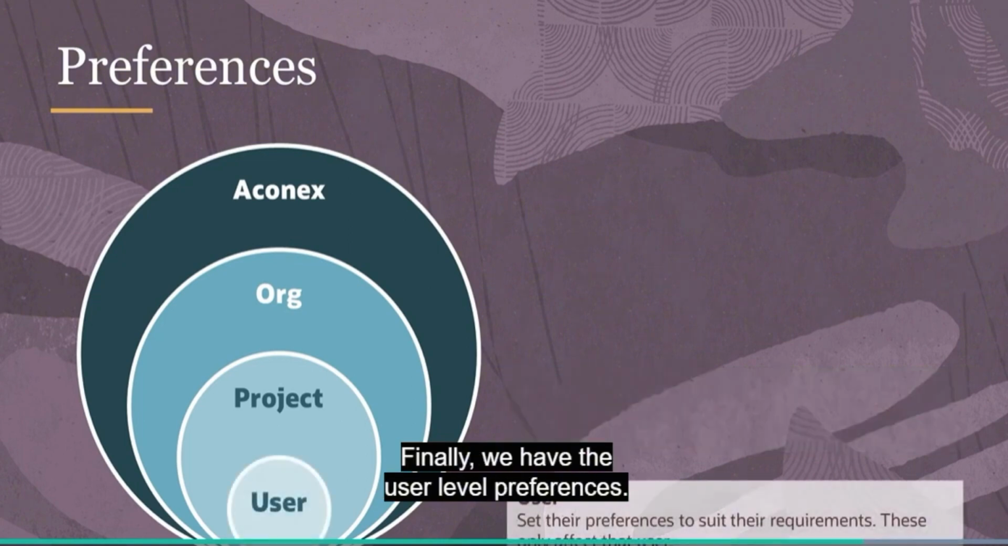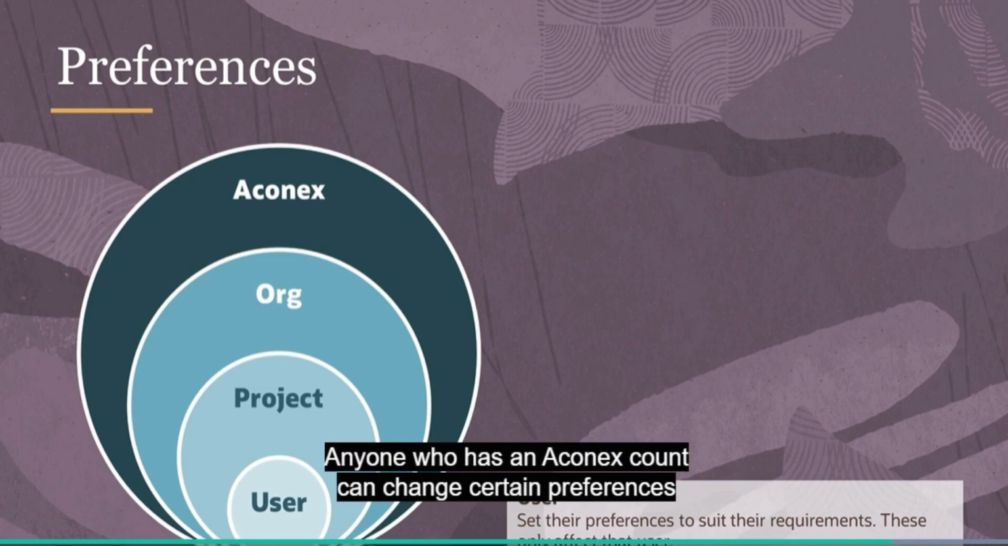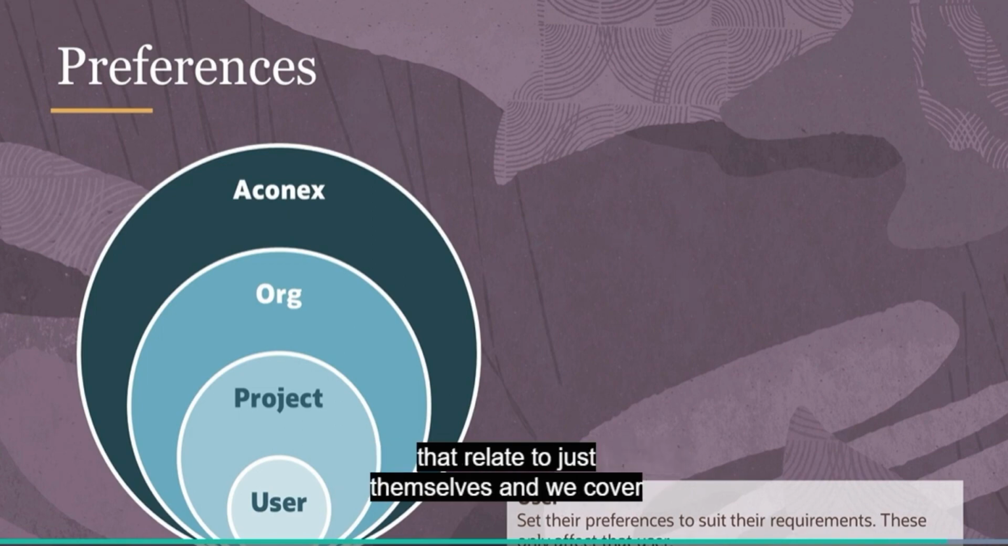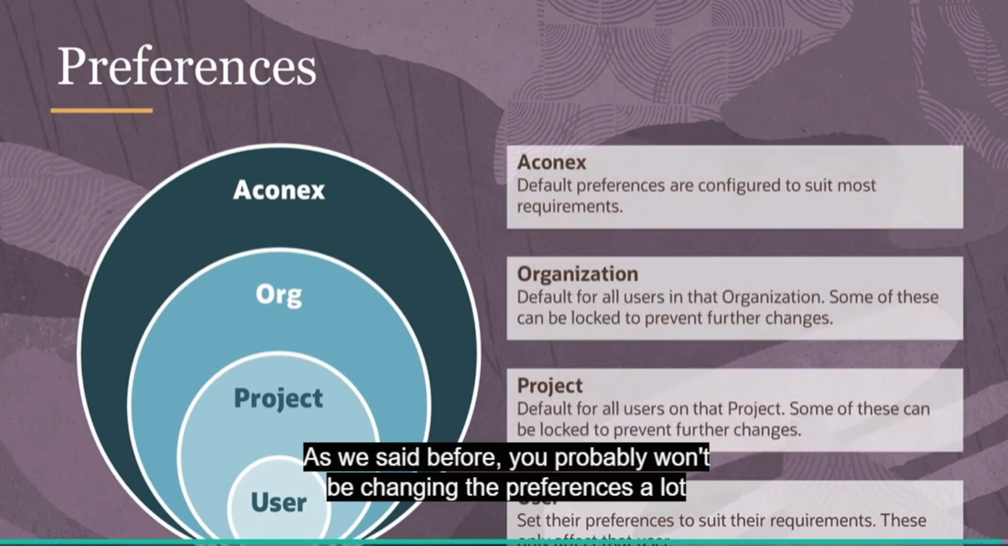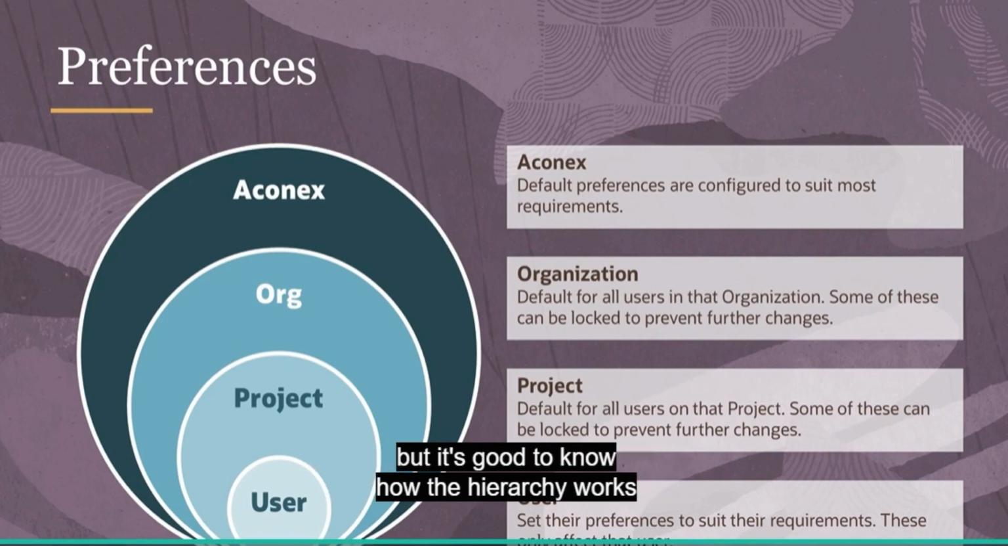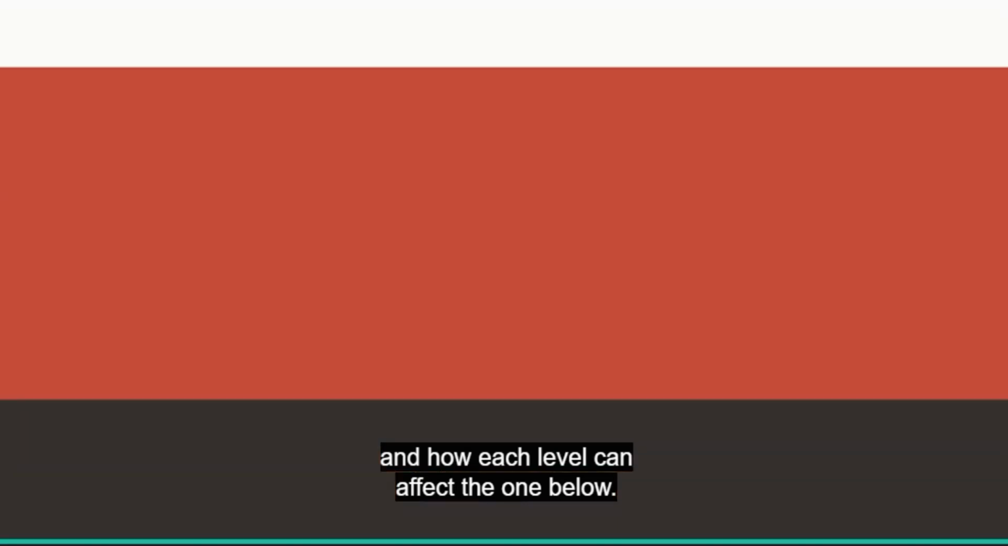Finally, we have the user level preferences. Anyone who has an Aconex account can change certain preferences that relate to just themselves, and we cover those in more detail in another video. As we've said before, you probably won't be changing the preferences a lot, but it's good to know how the hierarchy works and how each level can affect the one below.